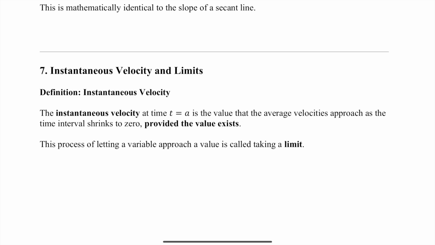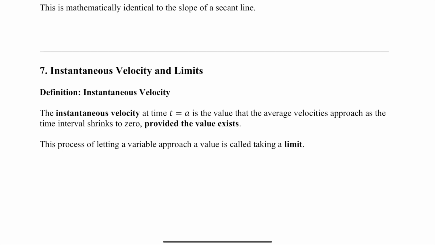But what if we want the velocity at exactly 1 moment? What is your speed at exactly 3 seconds? We can't use the interval if we only want 1 instant. The instantaneous velocity at time t equals a is the value that the average velocities approach as the time interval shrinks to 0, provided the value exists.